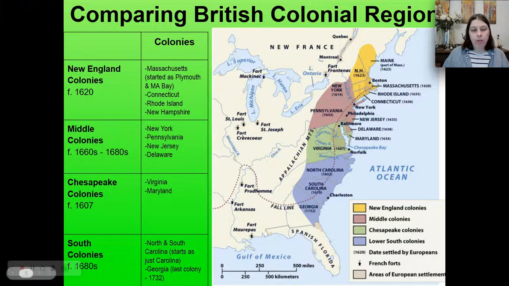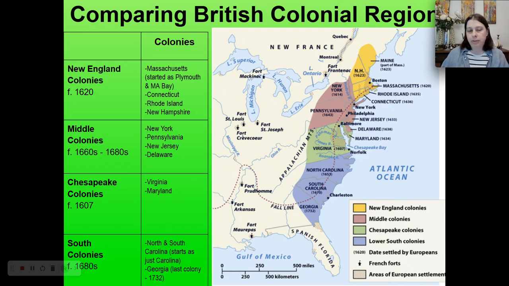Next up, we're going to check out the regions of the British colonies. Within the British Empire, you need to know a little bit about each of the geographical regions. It's another major area you could be asked to compare. You need to know these 4 regions of the British colonies. They're all listed in the left column there. They're in order from north to south.